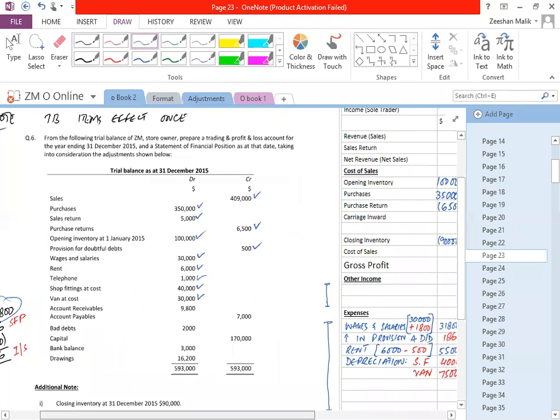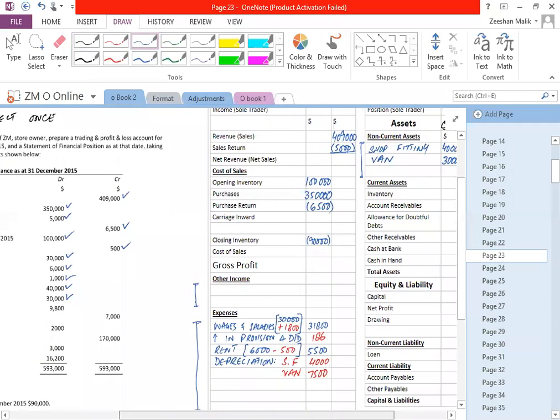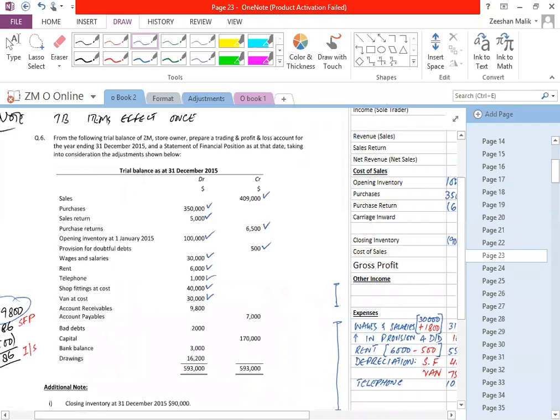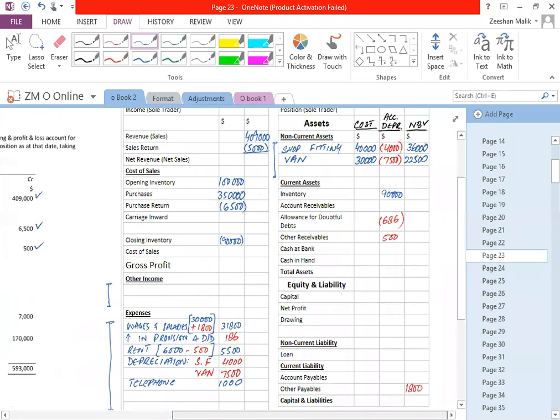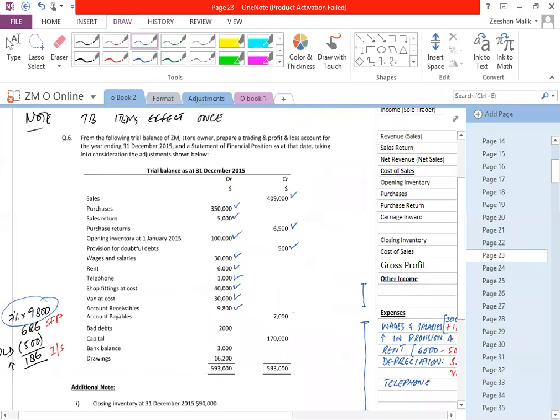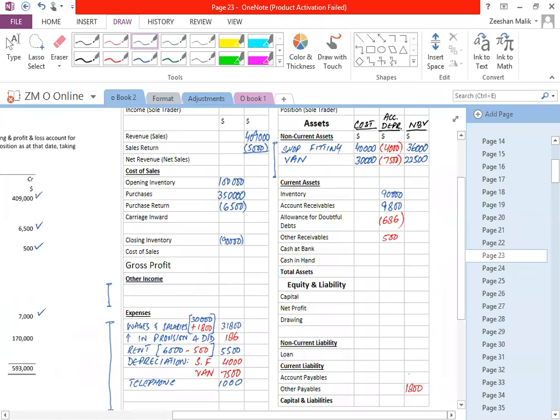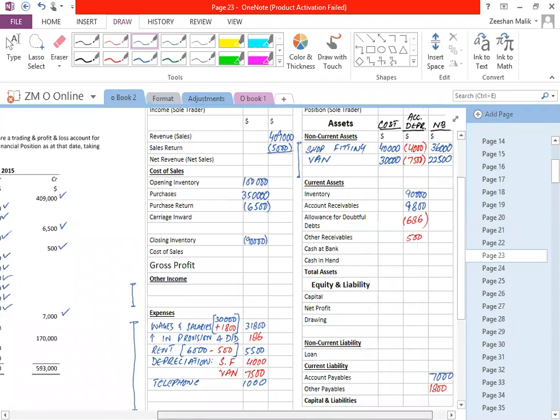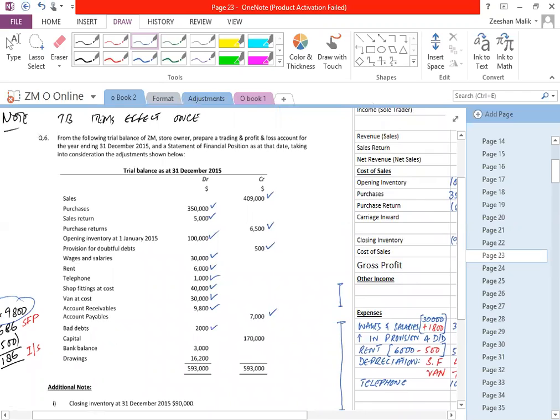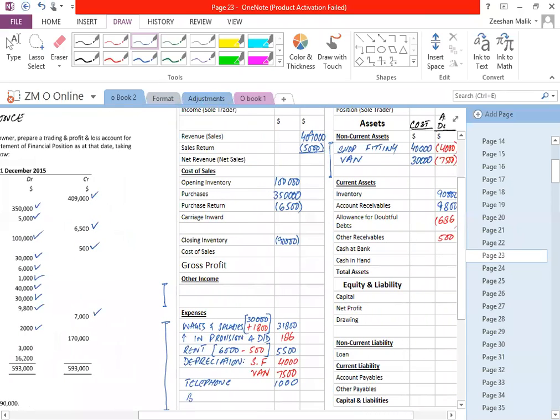Telephone is an expense, 10,000. Telephone 1,000. Receivables 9,800. Receivables 9,800. Payables 7,000. Payables 7,000. Bad debts 2,000. Bad debt is an expense. Yes sir, मेरा नुकसान है, मेरे पैसे डूब गए, मेरा नुकसान है.